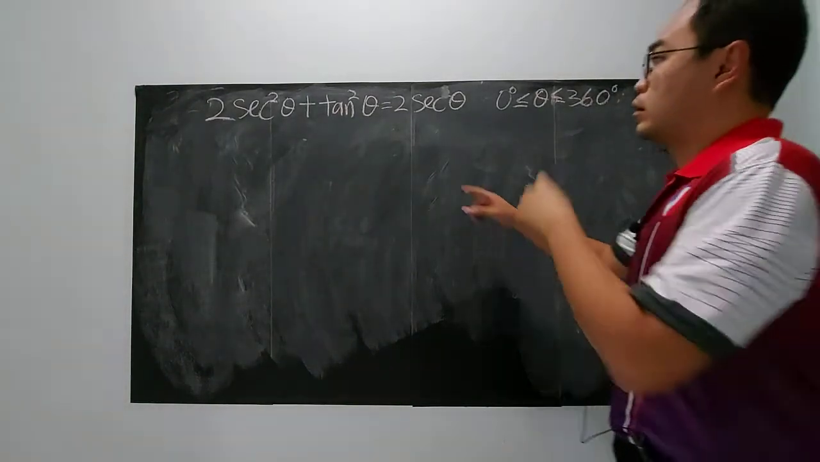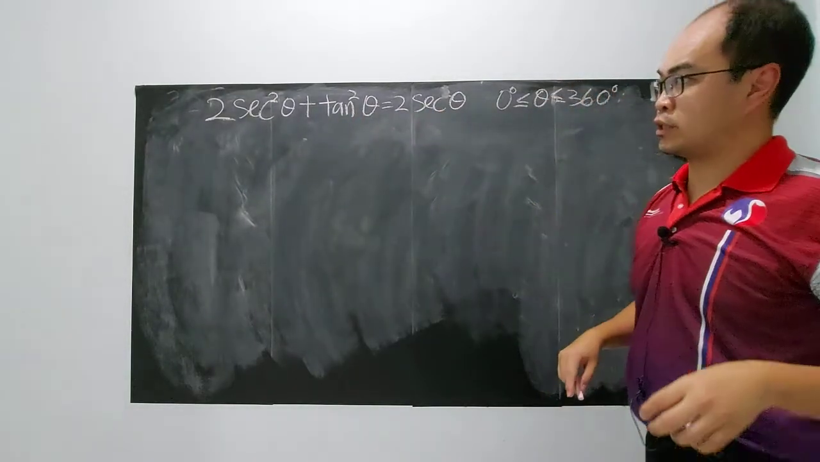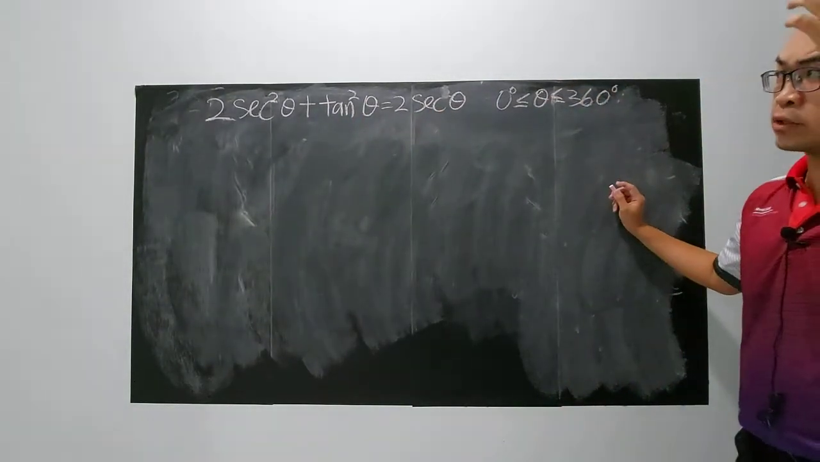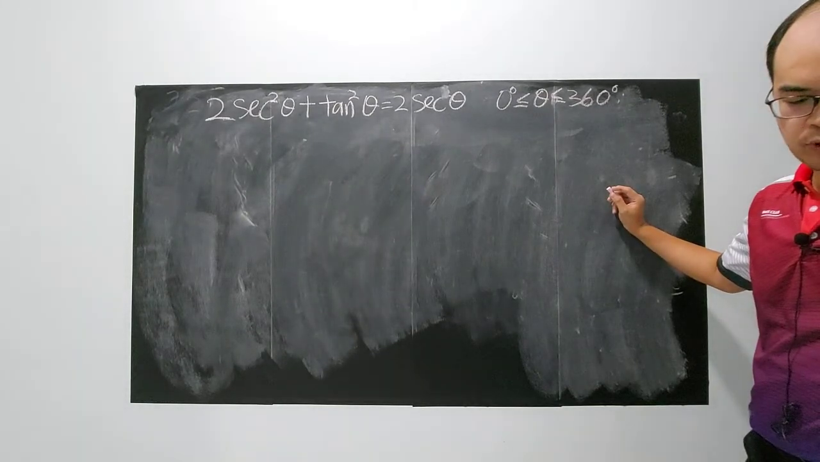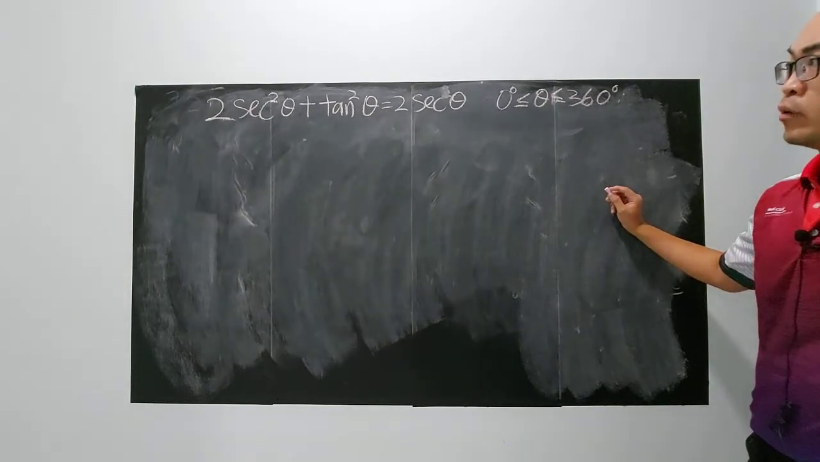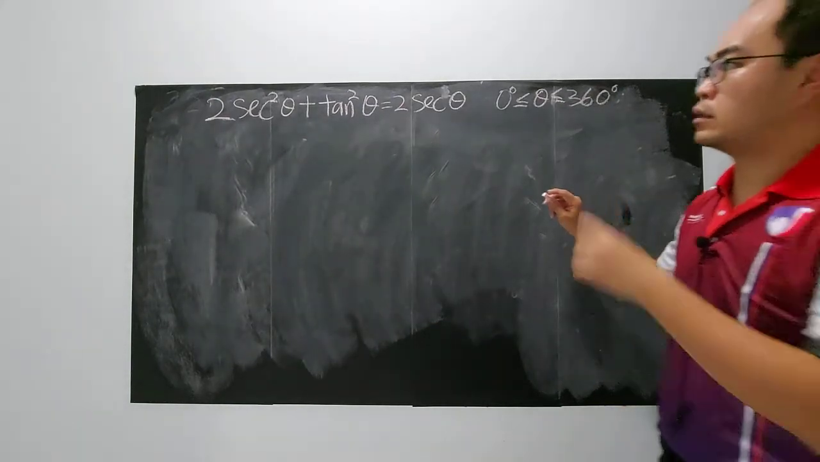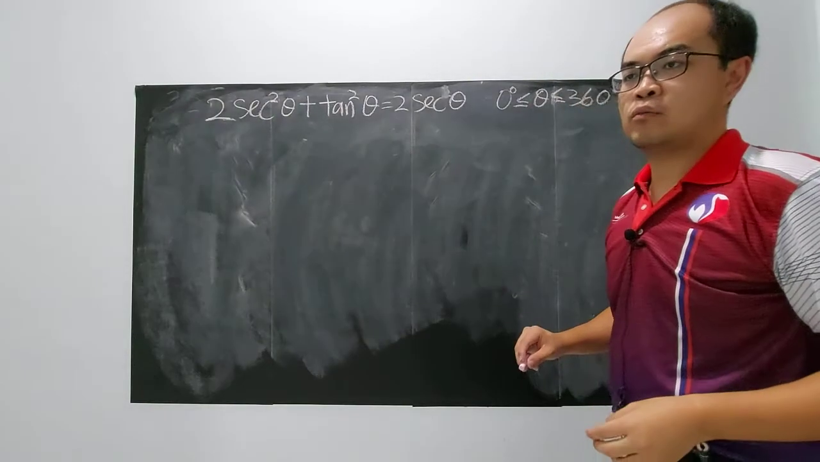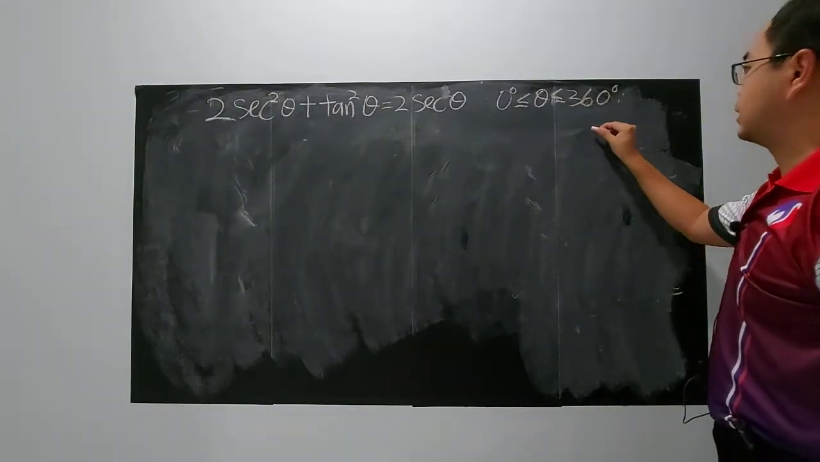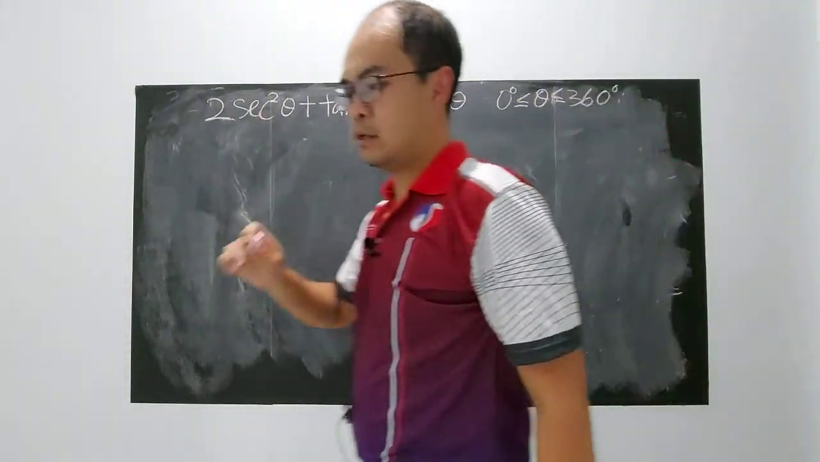By looking at this equation, I need to think about how to make sure that this equation becomes a quadratic form. Tangent square and secant square have a relationship, right? We can use an identity. Do you still remember the three formulas?